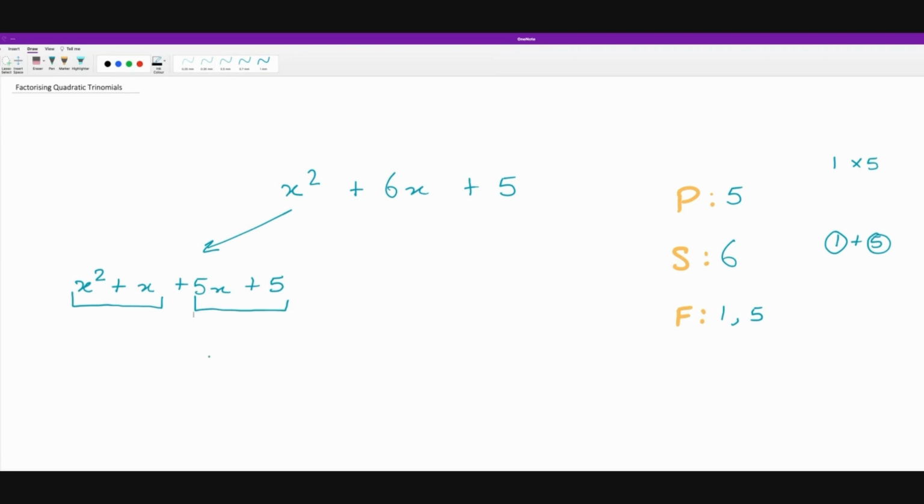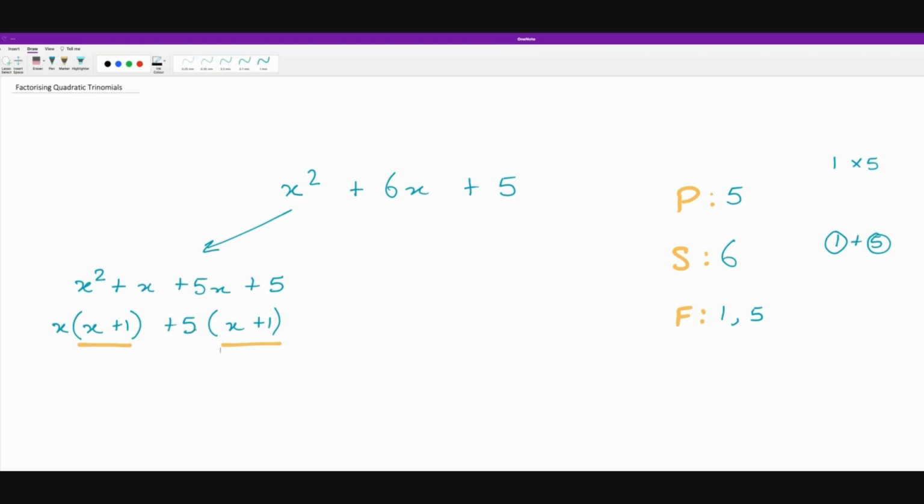So let's have a go at factorizing this. x squared plus x. If we were to factorize this, we get x on the outside, and in the bracket we have x plus 1. That's our first group over here. In the second group, we can factor out a 5, and in the bracket we have x plus 1. Now notice, we have an x plus 1 repeating in both of these groups, and this is the goal.